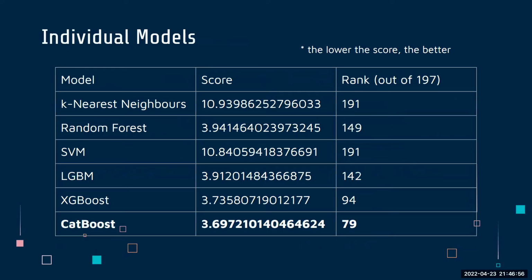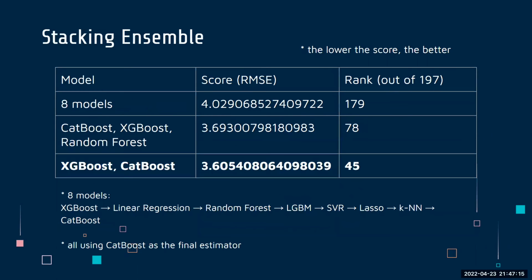These are the scores for the individual models described earlier on. Note that the scores shown are after performing hyperparameter tuning. From the scores, we can see that k-nearest neighbors resulted in the worst performance amongst the individual models, while cat-boost resulted in the best performance, giving a rank of 79 out of 197. For the stacking ensemble, the approach where 8 models were included resulted in a rank of 179 out of 197.